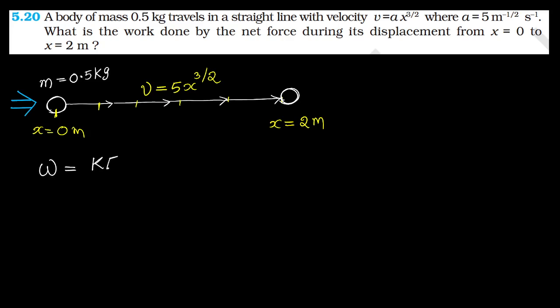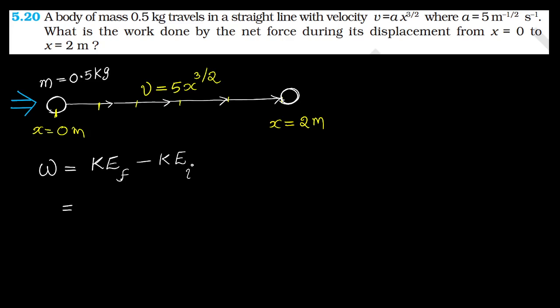Final kinetic energy minus initial kinetic energy. We studied in the previous class that the work done is equal to the difference in kinetic energies. So final kinetic energy minus initial kinetic energy is the work done by the external force. I am going to use the work energy theorem in this case.